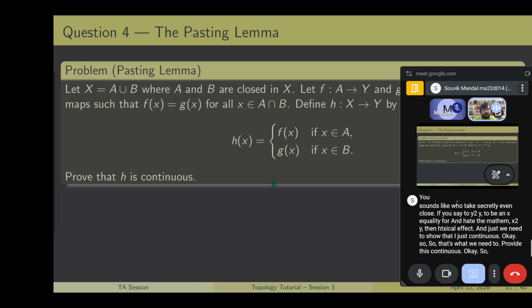So basically for this question, the trick is that instead of starting with an open set, you need to start with a closed set and show that the inverse image of a closed set is closed. So you start with a set closed in Y, and you show h inverse is closed. Now we need to use the closedness of A and B in order to conclude. Okay, so please think about it, take your time, let me know.